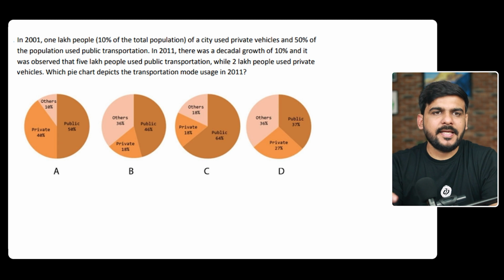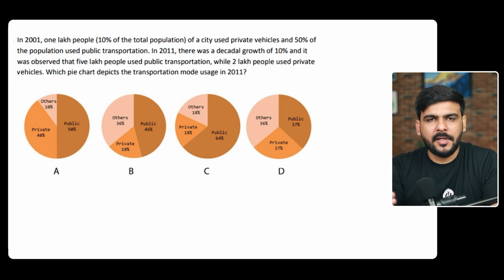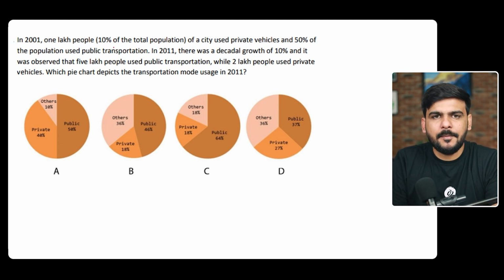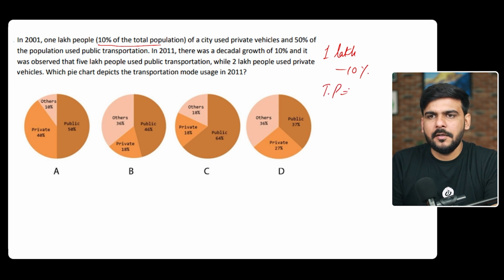In this question they are saying that in 2001, 1 lakh people, which they have represented by 10% of the total population. So if 1 lakh people are 10%, that means the total population would be 10 times, because 10% is 10 times of 100%. So the total population would be 10 lakh. This we are writing here.